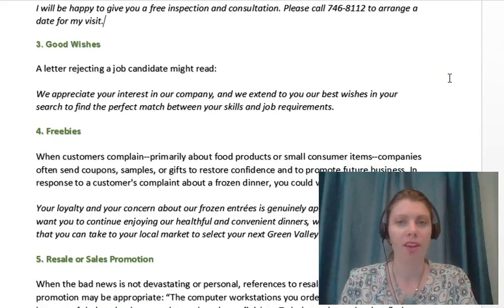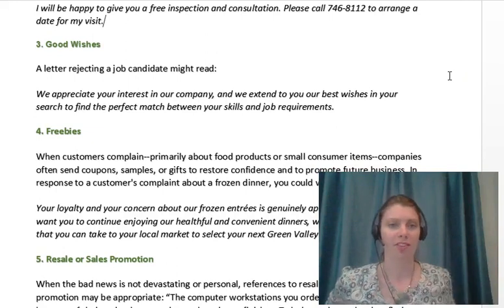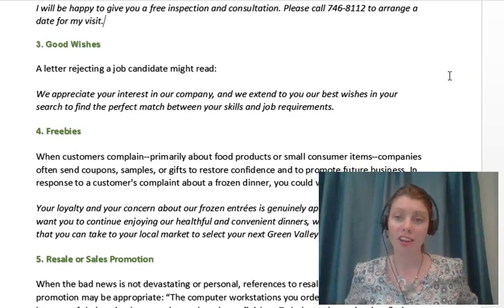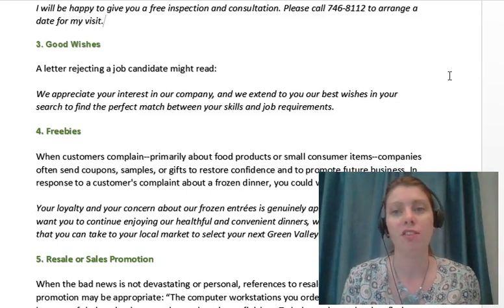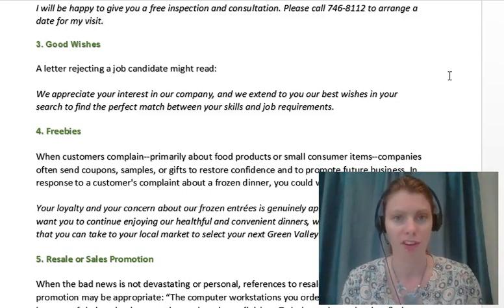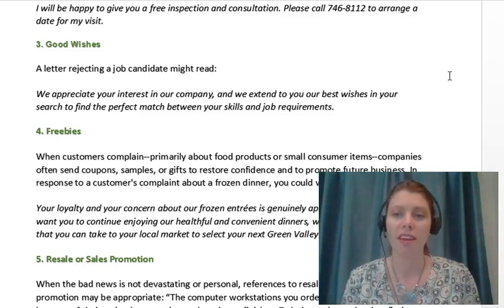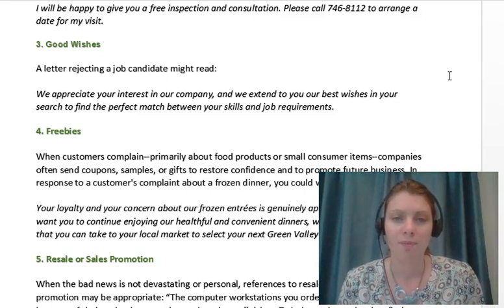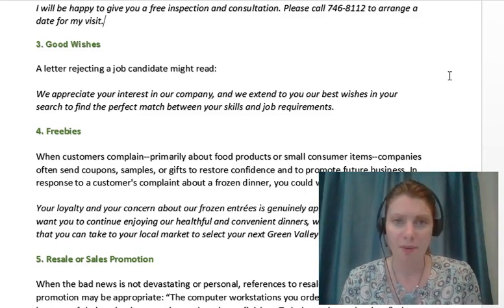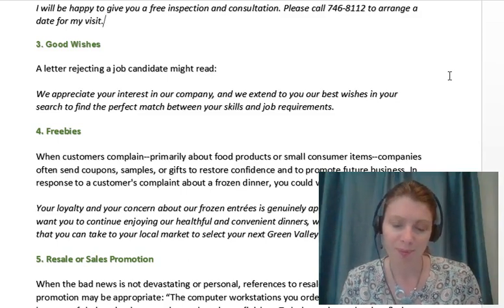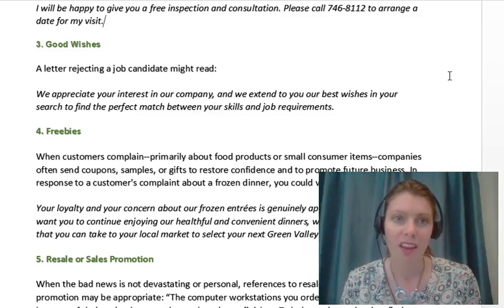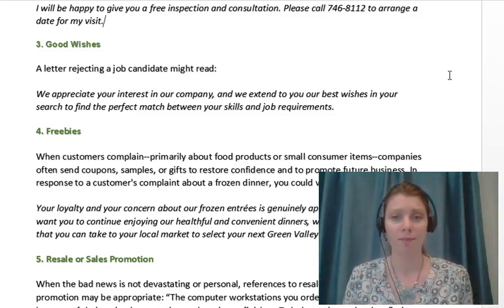You can also use good wishes. So if you're rejecting a job candidate, for example, you can say something like, we appreciate your interest in our company, and we extend to you our best wishes in your search to find the perfect match between your skills and your job requirements. Now, this to me sounds a little bit fluffy. It might be a little much unless you know the person. So do be careful that your good wishes don't sound insincere or snarky because you use too many words.